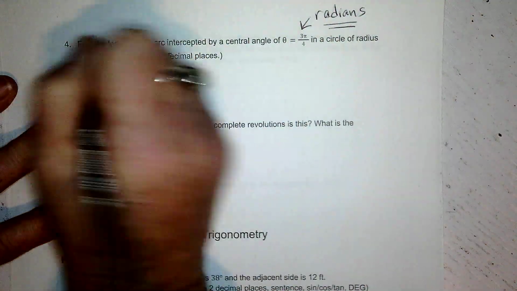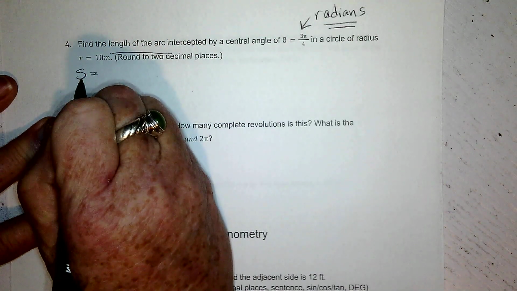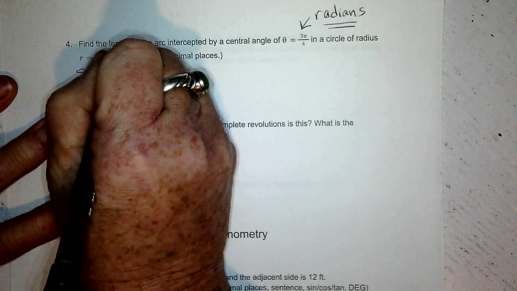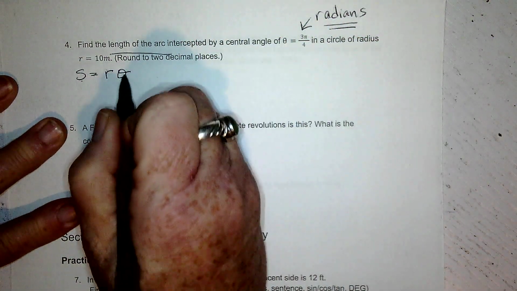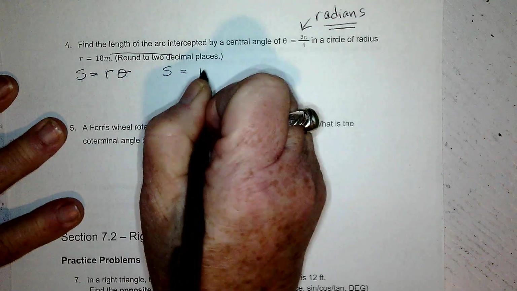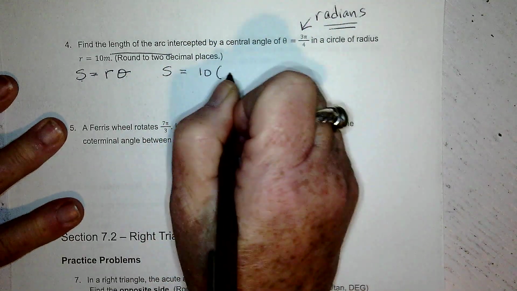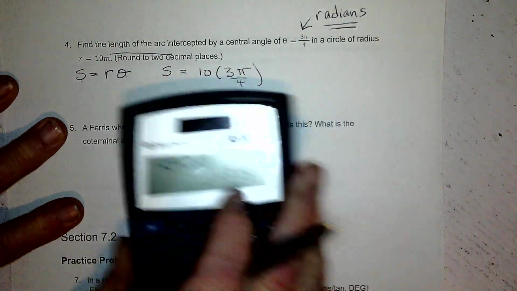And anytime I'm looking for the arc length, that is S, which is your arc length, is equal to your radius times your angle, radius times theta. And again, theta must be in radians. So my arc length is going to be 10 times 3 pi over 4. And I'm going to put this in a calculator.